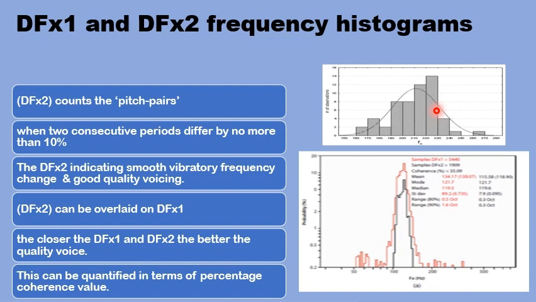So the closer the second histogram to the first, the better, because that would indicate that successive frequencies are quite close to each other, which gives a smooth voice, a smooth vibratory frequency change, and a good voice. So this would give an idea about how close the successive frequencies are to the original frequencies obtained from the DFX1. And the closer the two together, the better for the voice.